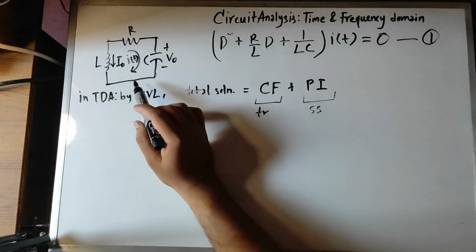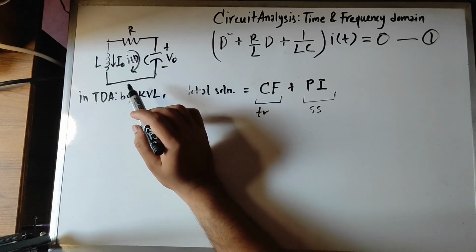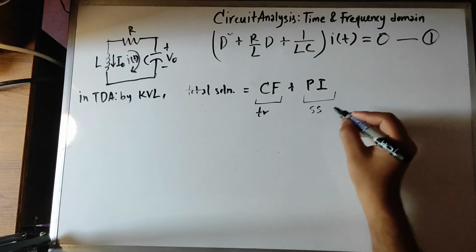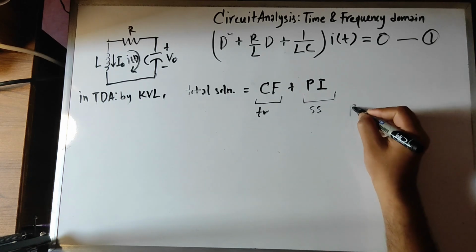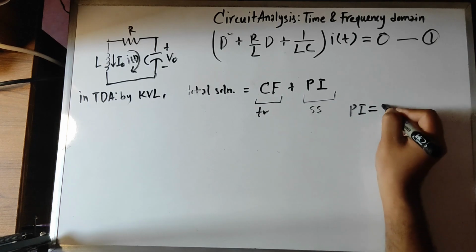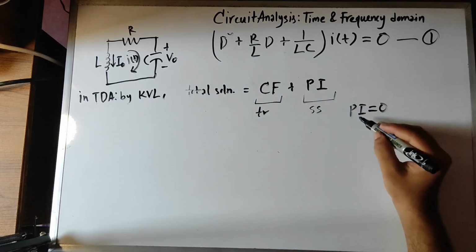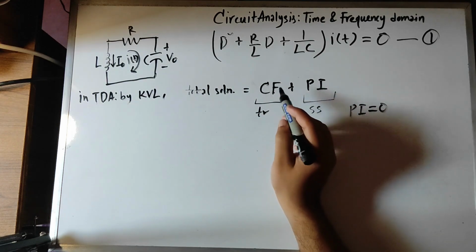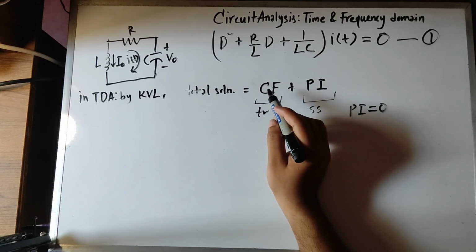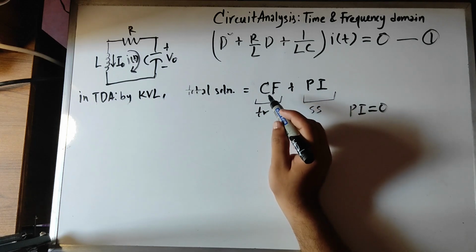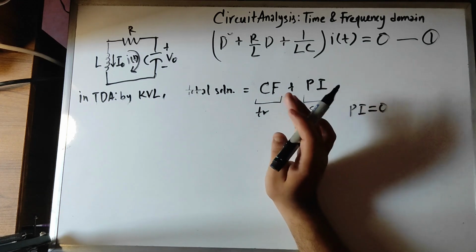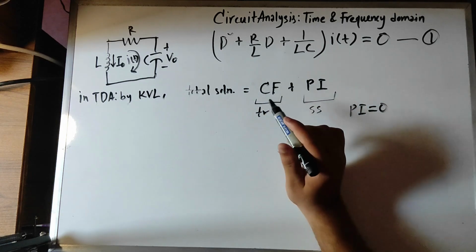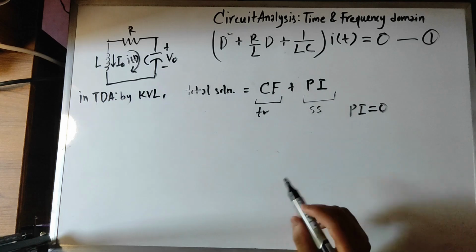Here, because there is no input, the particular integral is 0. So we don't have to derive the particular integral. We only have to focus on finding the complementary function and finding the solution.